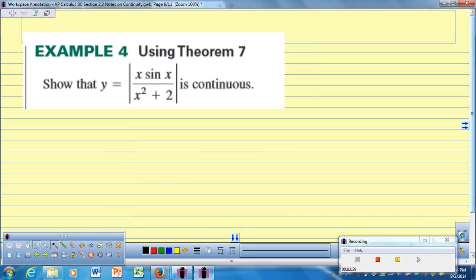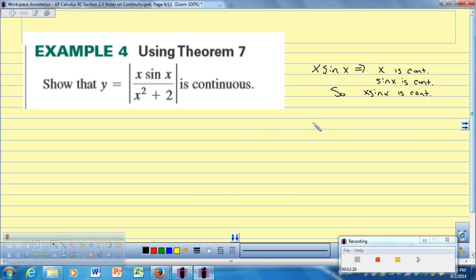Okay, example 4 pulls in some properties of continuous functions. And what we have to realize, some of the properties that hold, if we look at x sine x, so this problem says show that y equals the absolute value of x sine x over x squared plus 2 is continuous. Well, let's look at x sine x, break it into its parts. X is continuous, and sine x is continuous. So the product, x sine x, is also continuous.